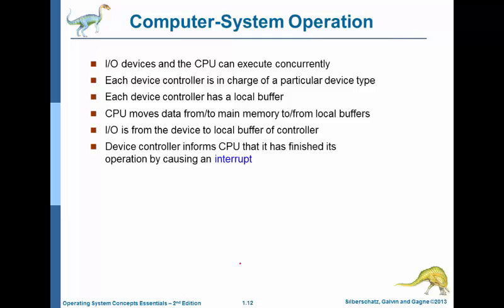I/O devices and CPU can execute concurrently. Yeah, long time ago, this was not concurrent, so the CPU should wait. But now the CPU runs by itself. Why? The CPU runs so much faster than I/O access, right? I/O access has a lot of delays.